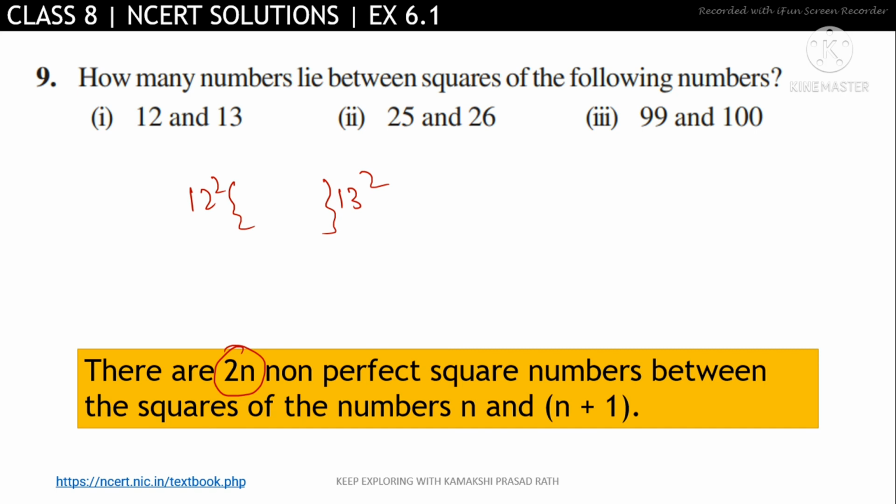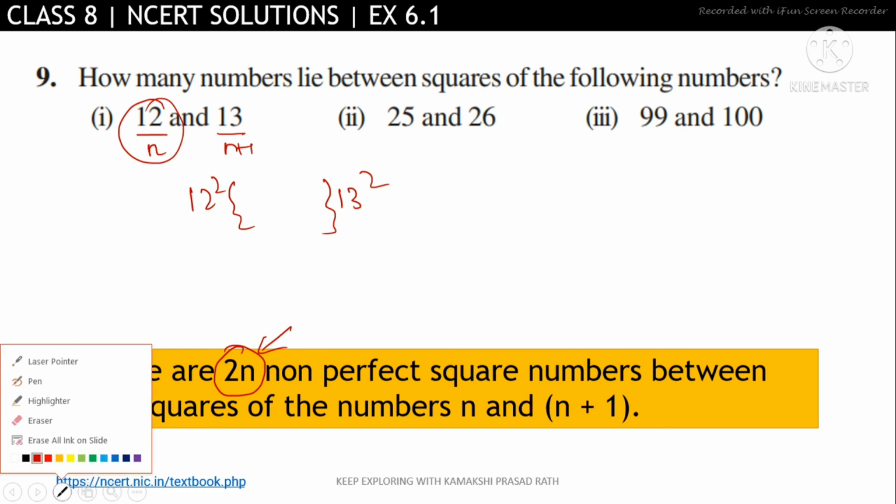So what are n and n plus 1? They are nothing but consecutive numbers, like 1, 2, 2, 3, 3, 4. So here we have 12 and 13. Here it says that there are 2n non-perfect square numbers, so first you have to see what n is. In our first question, when you take n as 12, n plus 1 is 13. So it is clearly seen how many non-perfect square numbers there will be: 2n.